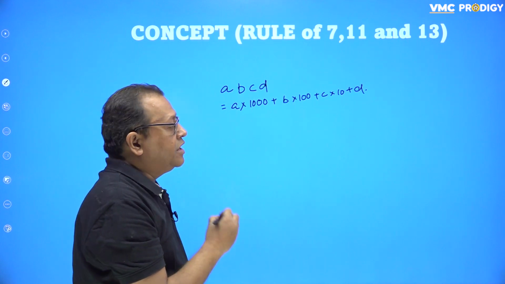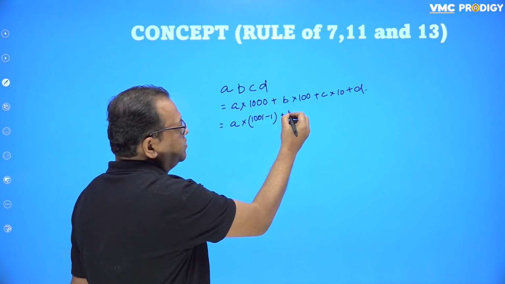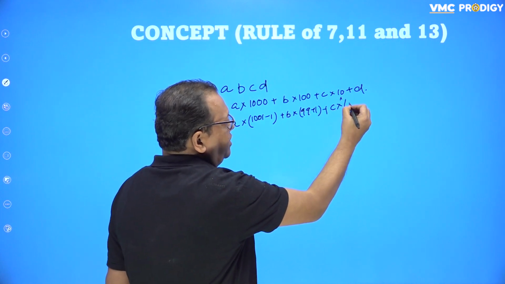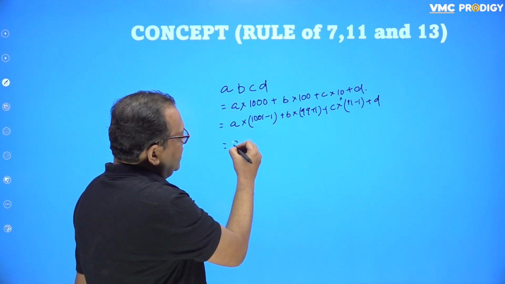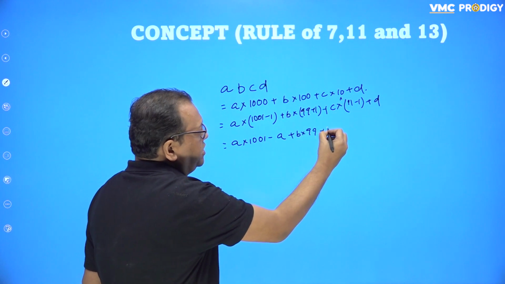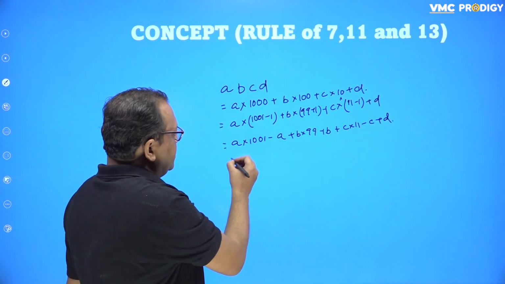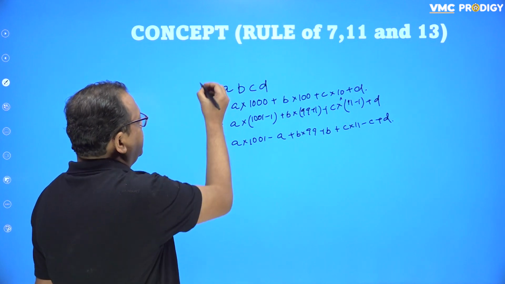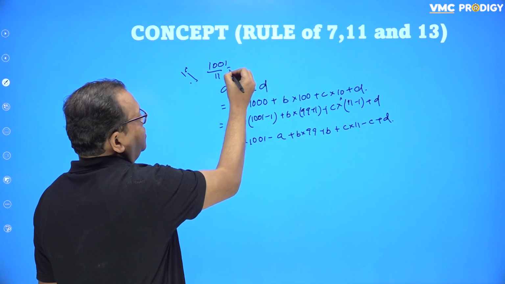So I'm deriving the rule for 11. I can write this as A into 1001 minus 1, plus B into 99 plus 1, plus C into 11 minus 1, plus D. Can I write it like this? So we can say A into 1001 minus A, plus B into 99 plus B, plus C into 11 minus C, plus D. Right? Now, 1001 is divisible by 11. If you divide 1001 by 11, what do you get?